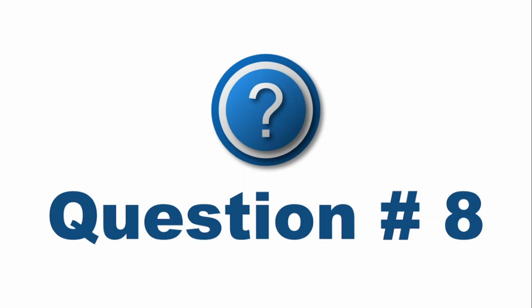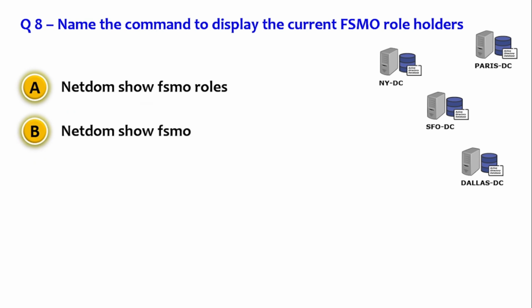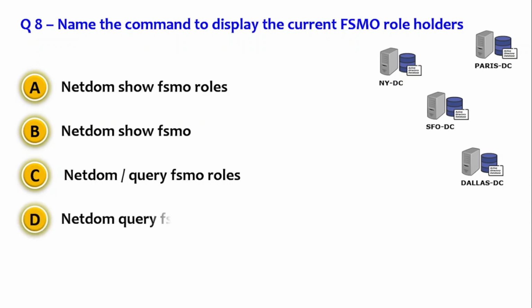So question number 8. Name the command to display current FSMO role holders. Very simple question. Option A, netdom show FSMO roles. Option B, netdom show FSMO. Option C, netdom /query FSMO roles. Option D, netdom query FSMO. And option E is netdom /query FSMO.